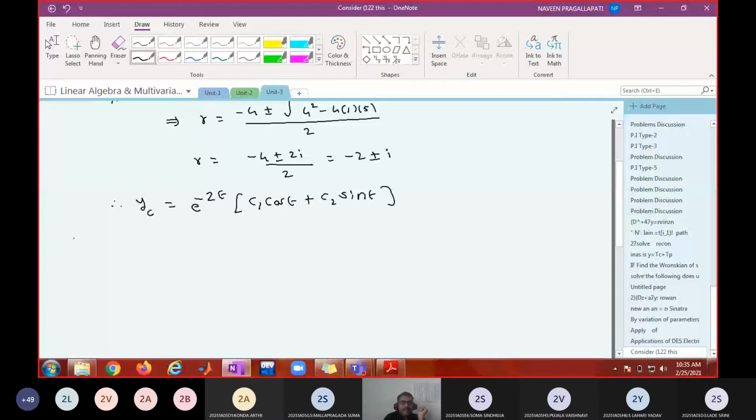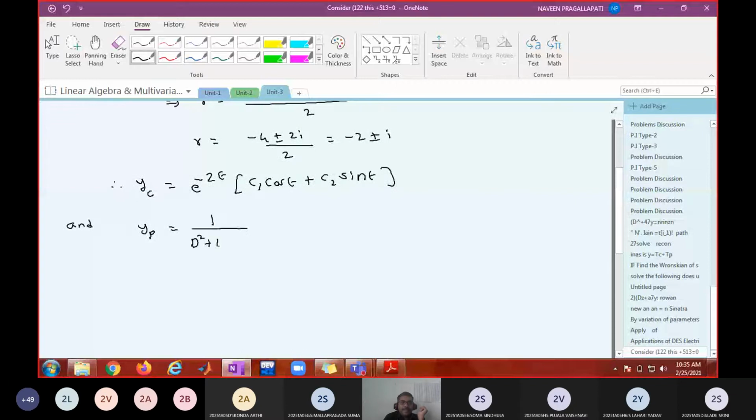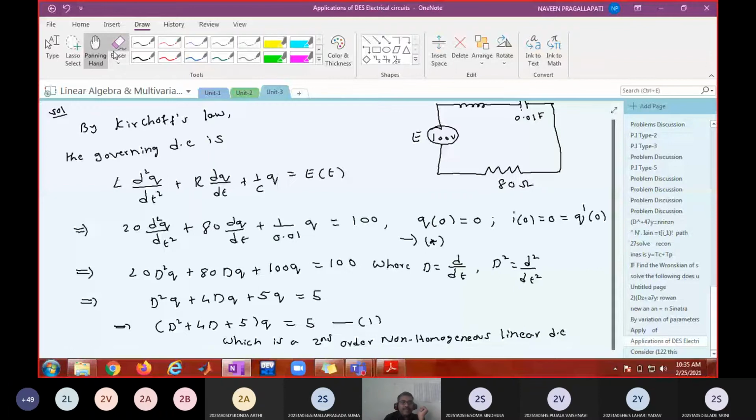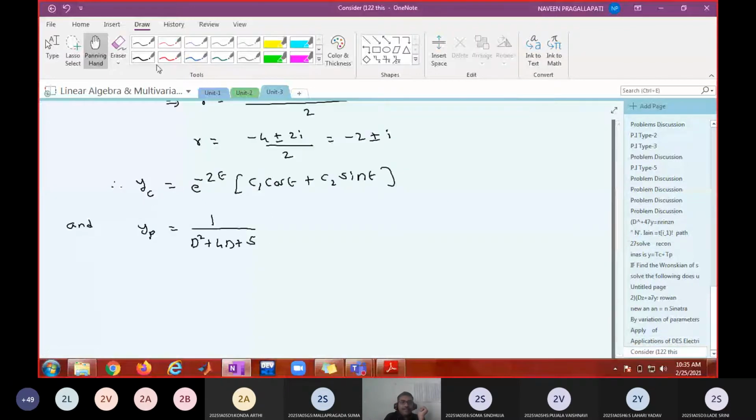Yes, sir. Now the particular integral. And what is the particular integral? 1 by f of D of q. What is f of D here? D square plus 4D plus 5 of q. What is q? Q is nothing but 5. Q is 5.